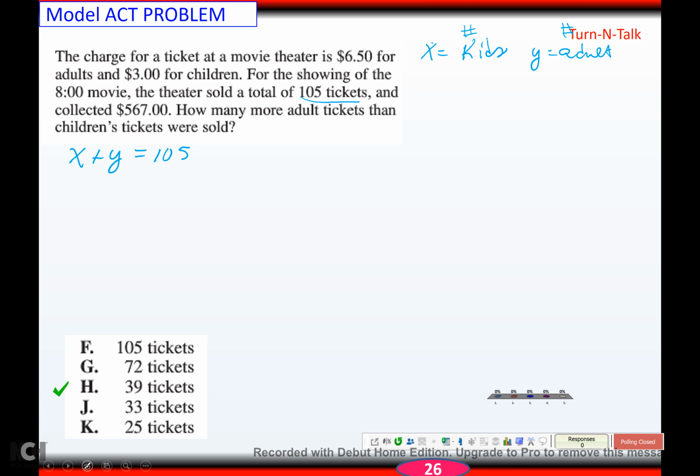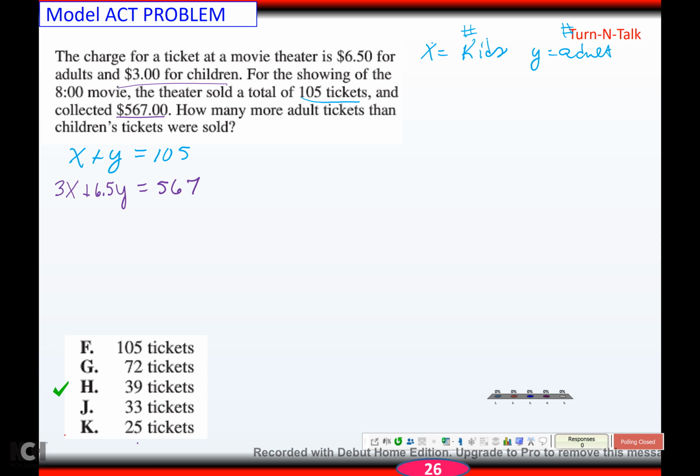My second equation gives me another total. It talks about they collected a total of $567. Well, now I'm adding money. I can't count tickets and come up with a total amount of money unless I say each kid ticket costs $3, and each adult ticket costs $6.50. So now I've got to add up the money. $3 times the number of these tickets plus $6.50 times the number of those tickets should add up to the total amount of money that I collected. So we have a system.